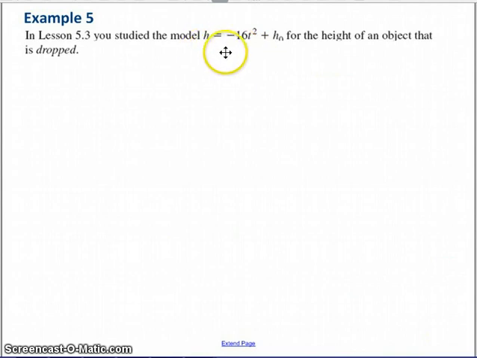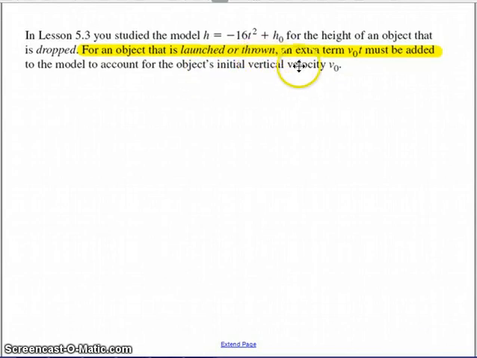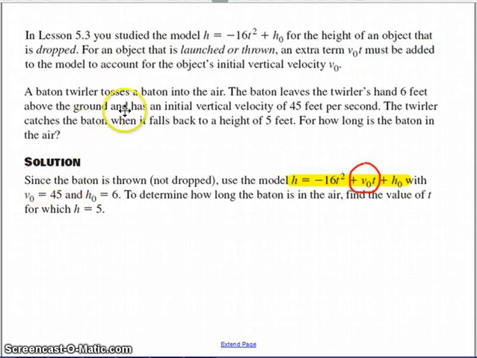We talked before, back in chapter 5.3, about the formula for a falling object, and said that this was the formula for how fast an object falls when it's dropped. Now, what about if it's thrown? In that case, you have to add an extra term. You have to multiply time times the initial velocity when you throw the object. So, for example, this word problem here, and hit the pause button, read this and make sure you understand the word problem. But this is indicating that there's an initial velocity to this baton that's thrown up into the air.